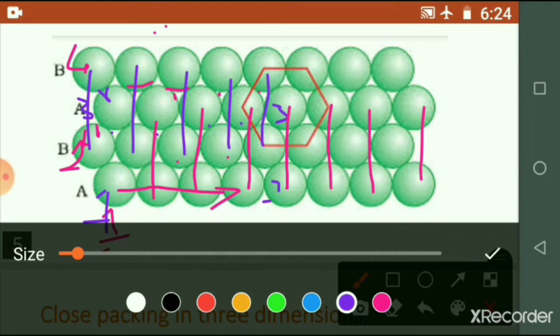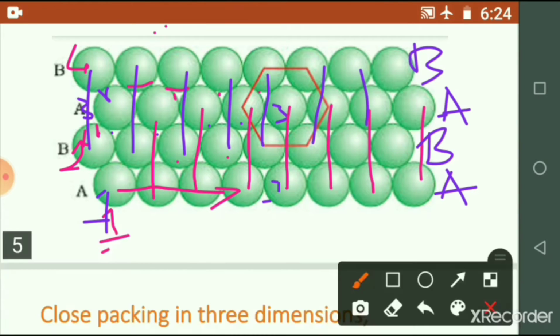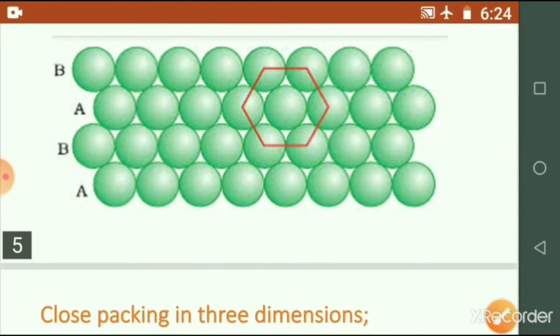They are identical. And we say that the first and third, if I name them as A, are AA layers, whereas second and fourth are named as B and B. That means every alternate layer is identical with one another. That's why it gives an AB type arrangement. We are going to place the spheres of a given layer in the depressions formed in its previous layer so that we get an AB type arrangement.